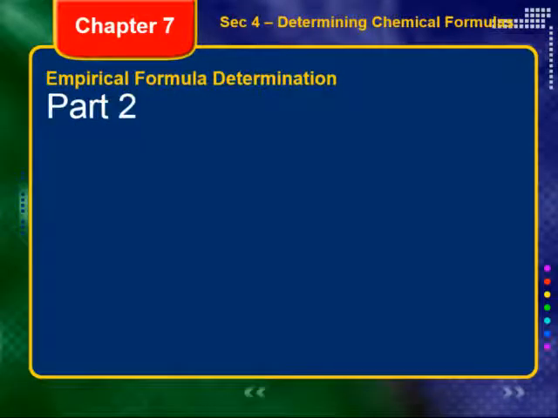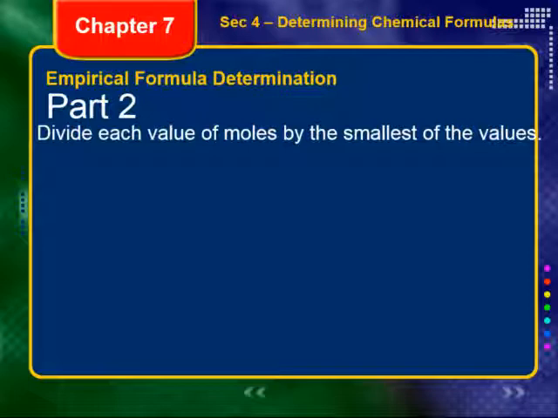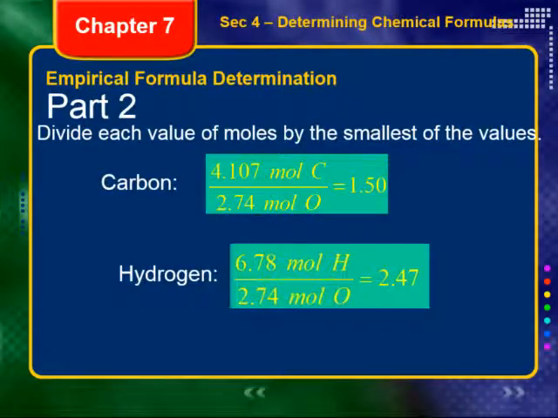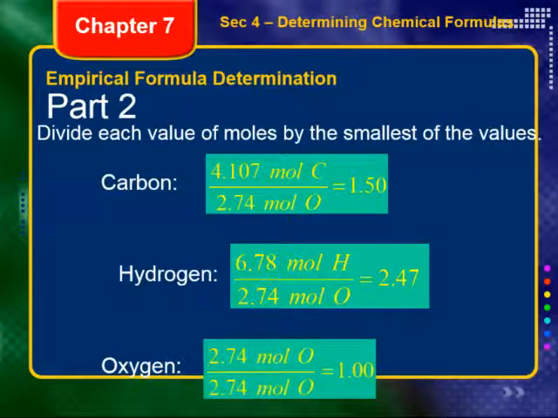Let's move on to part 2. We're going to divide each value of moles by the smallest of the values. So we looked at carbon, it was 4.107, hydrogen is 6.78, oxygen was coming in at 2.74. So we're actually going to divide each of those values by the smallest, which in this case is oxygen's 2.74.